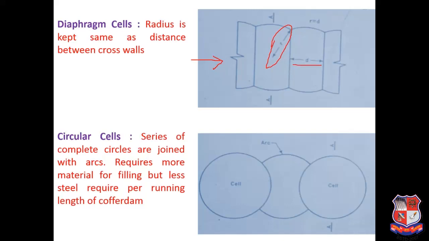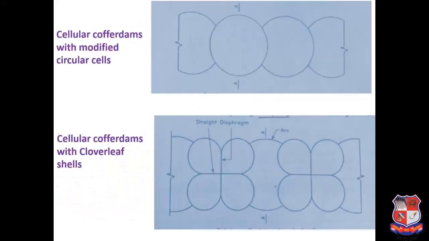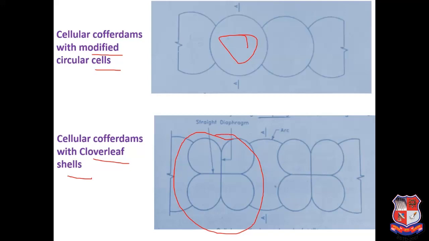Then this is simple circular cells. A series of completed circles are joined together with arcs. Here between the two cells this kind of arcs are provided. It requires more material for filling, but less steel requirement per running length of the cofferdam in these particular circular cells. Here cellular cofferdams with modified circular cells are shown. Here some different arrangements, instead of arcs this kind of cells are provided. And here this is a cellular cofferdam with clover-leaf cells. Different arrangements in terms of making these cells can be done, and that can be called cellular cofferdam.